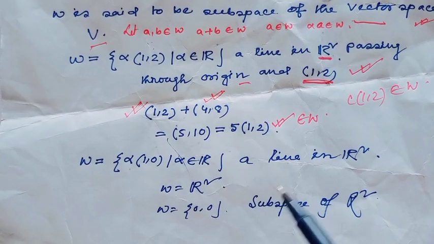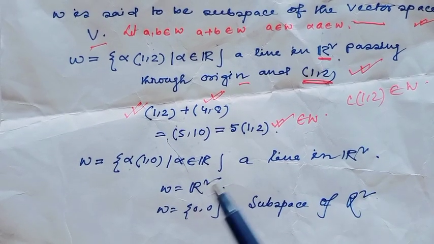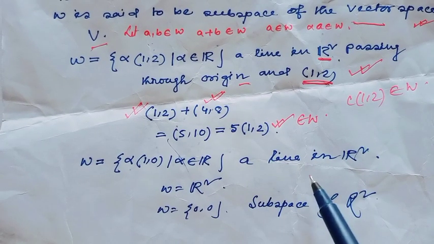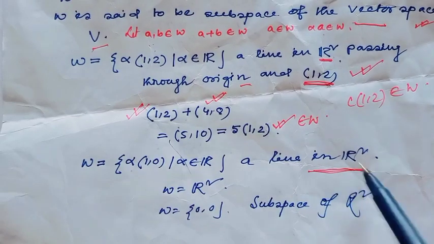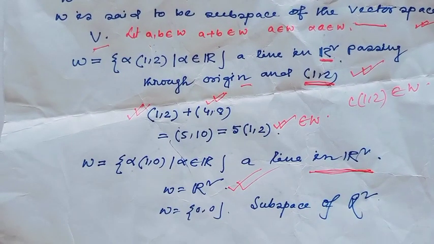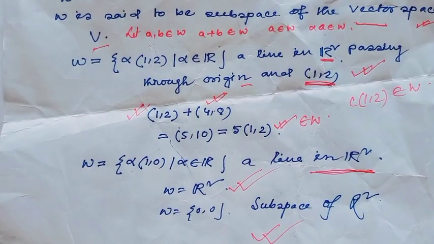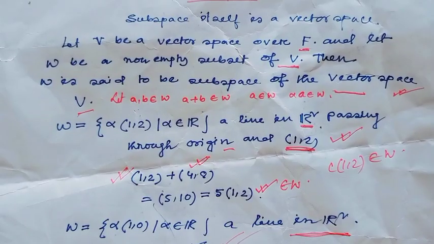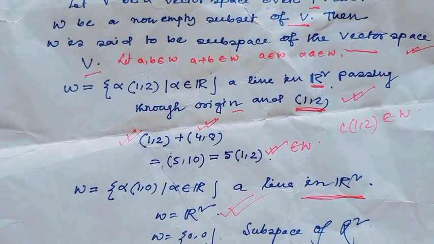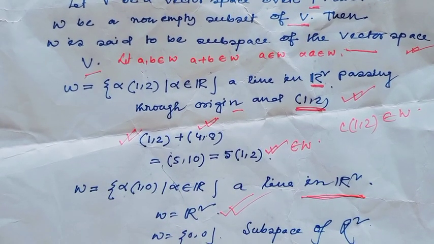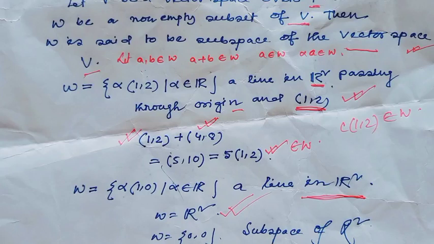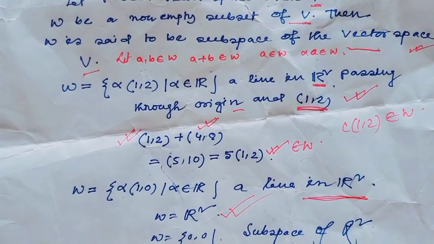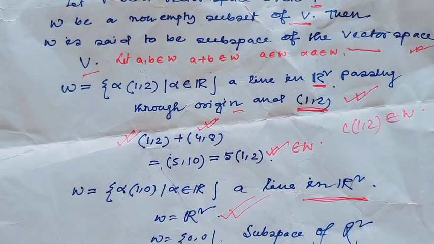Another subspace, a line passing through the origin, looks like alpha times (1, 0) such that alpha belongs to R. This is actually a subspace of R2. Also, the whole space R2 and the set {(0, 0)}, which contains the origin, are subspaces of R2. That means a line passing through the origin, the x-axis or y-axis, the whole R2, or the trivial space is a subspace of R2.